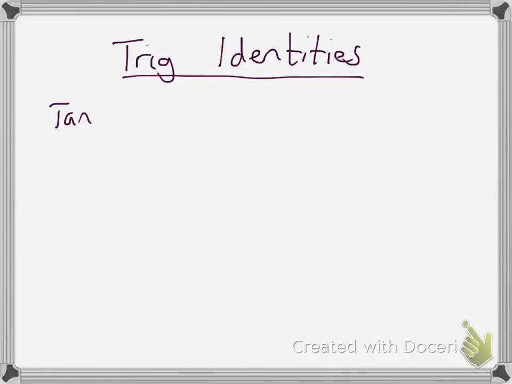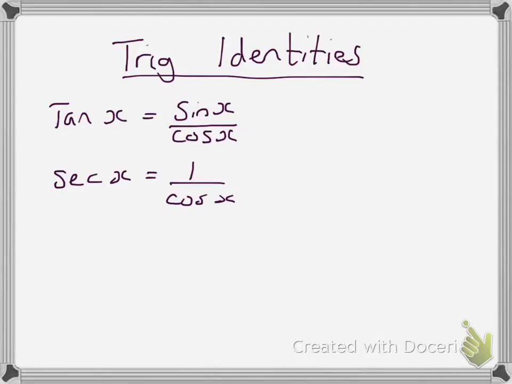As we just looked at before, we just proved that tan x is equal to sin x divided by cos x. But there are also some other trig ratios that you don't know about. There's something called sec x. Secant, or sec of x, is the same as 1 over cos of x.